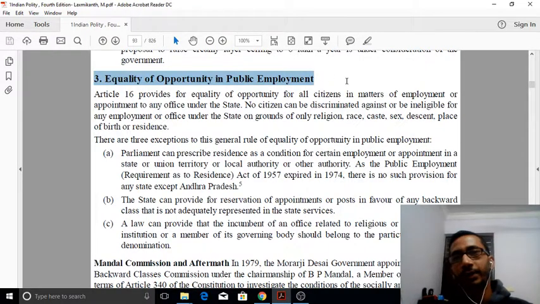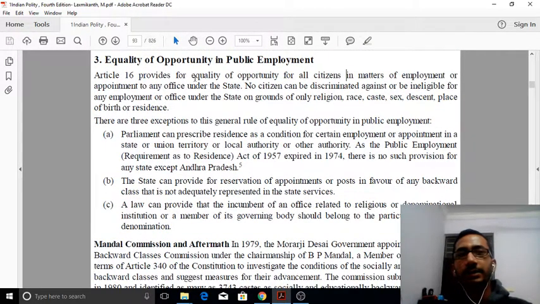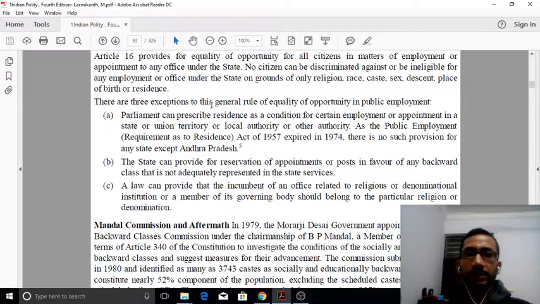Equality of opportunity in public employment. Article 16 provides equality of opportunity for all citizens in matters of employment or appointment to any post or office under the state. No citizen can be discriminated against or be ineligible for any employment or office under the state on the ground of religion, race, caste, sex, descent, place of birth, residence, etc. Right? So there are three exceptions to this general rule of equality of opportunity in public employment.